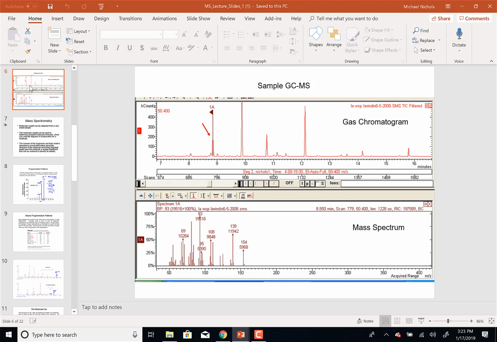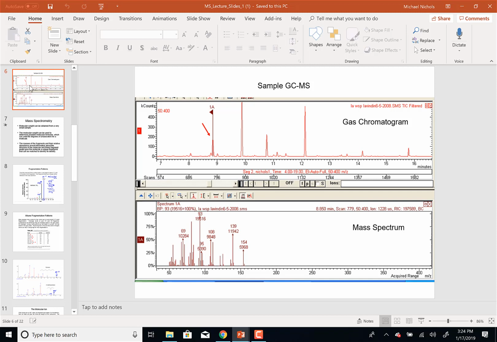So I can take this peak, for instance, and when I click on it, here's its GC mass spec. When I look at this, I see the peak farthest to the right is 154. That means its molecular weight is 154 AMUs. And so that's pretty good. And then each one of these is a fragment.